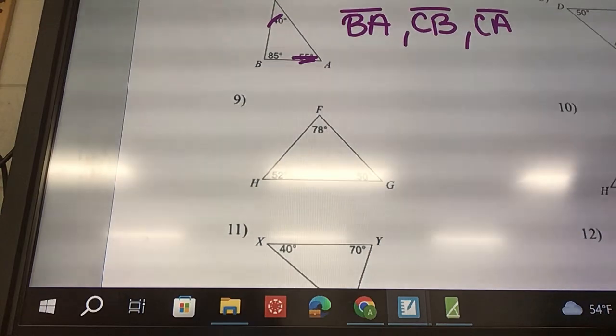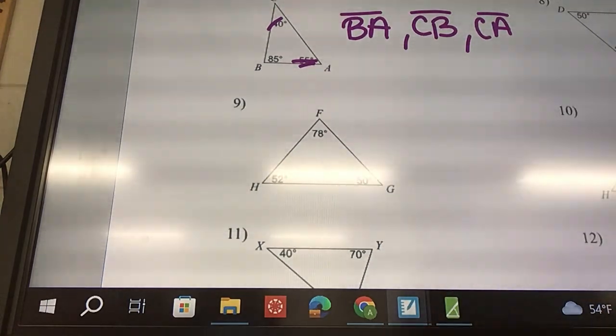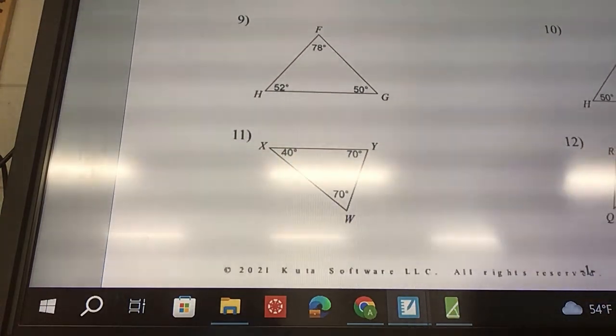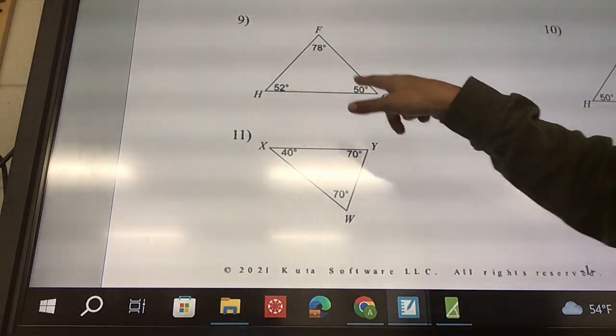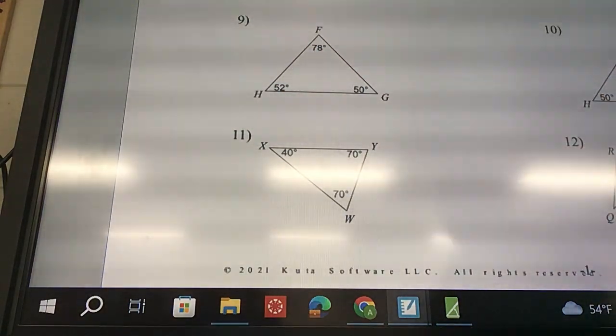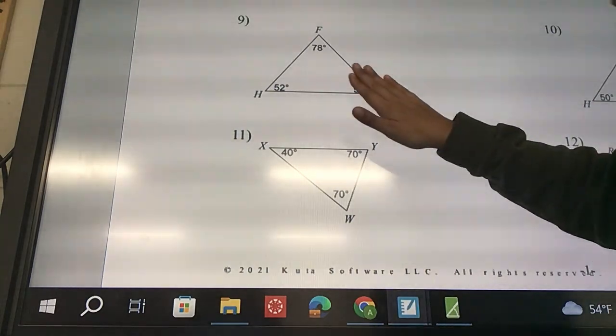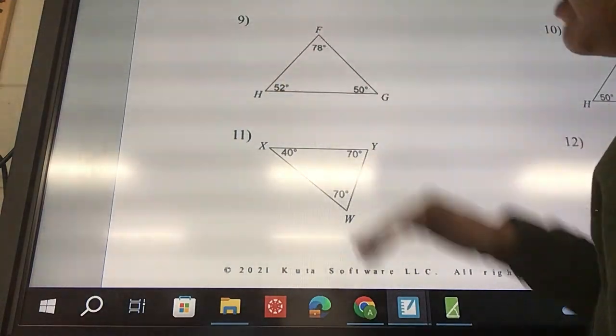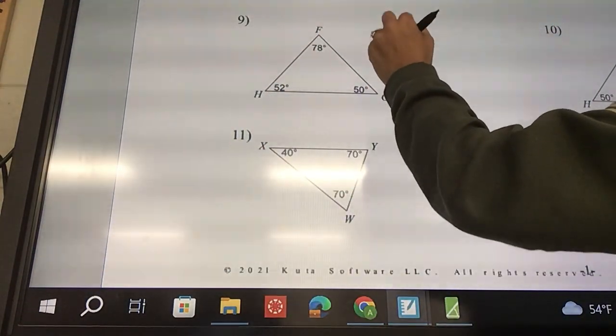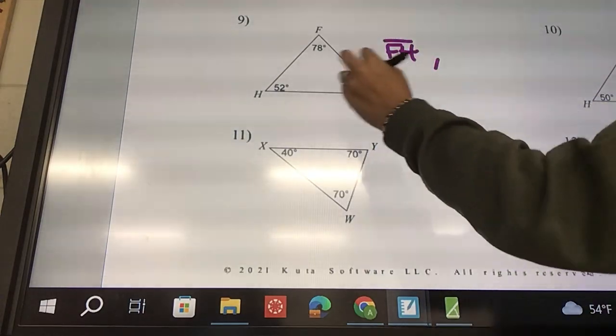Okay, number 9. They're all three solved, so that's good. So I got 50, 78, and 52. We're going to go with the smallest one first, which is 50. So I'm going to cover that one up, and I got HF left, or FH. Okay, and so that one's done.